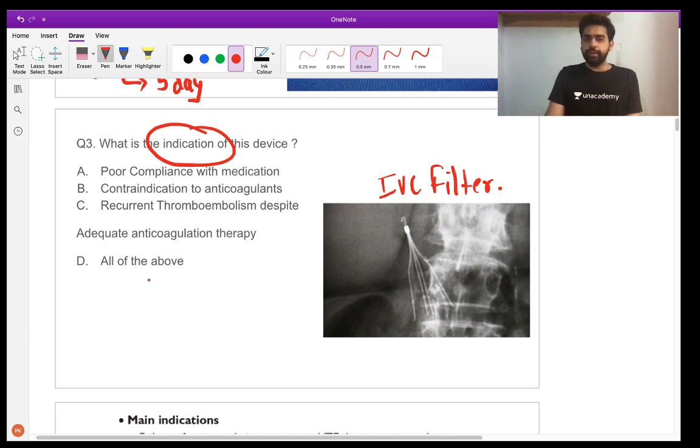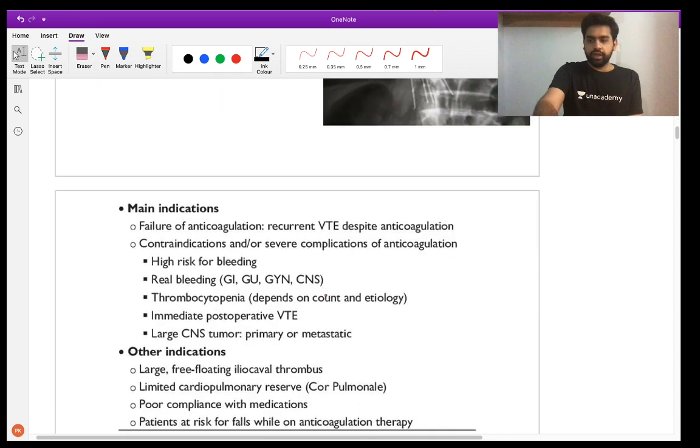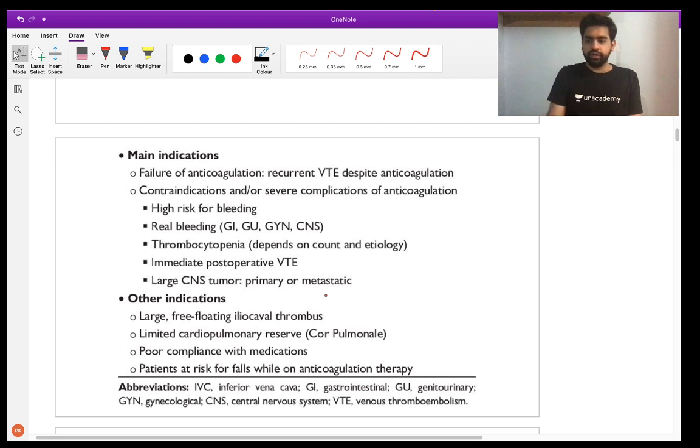So what do you think? A, B, C, or D? What is the answer? Well, the answer to this particular question is in fact D, all of the above. Okay, so this is important. Let us have a look at the main indications of putting up an IVC filter. You will not put an IVC filter in every patient.